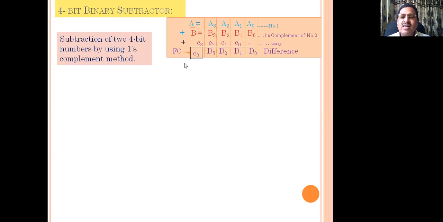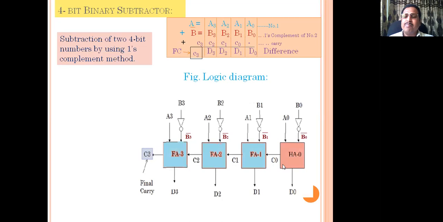Thus, we can make a construction using one half adder, which adds A0 with B0 bar, and three full adders, which add A1 B1 bar plus carry, A2 B2 bar plus carry, A3 B3 bar plus carry. From this we get a simple logic circuit using the symbols of half and full adders. At the least significant bit position, we use one half adder which can add A0. In the path of B0, we use a NOT gate which brings B0 bar.